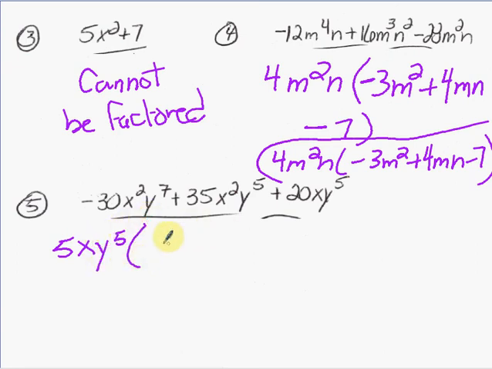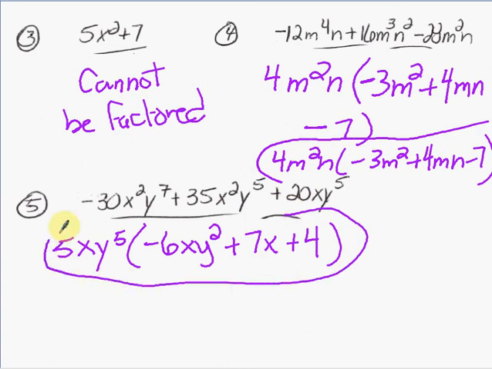What would be left? Well, negative 6 to get up to negative 30. We would need an x, and we would need a y squared. Here we'd need a positive 7, and we would need an x. The y, we already have all those because there's a 5, and that's what we have to get to. And plus 4, we don't need anything else. So that'd be our answer.